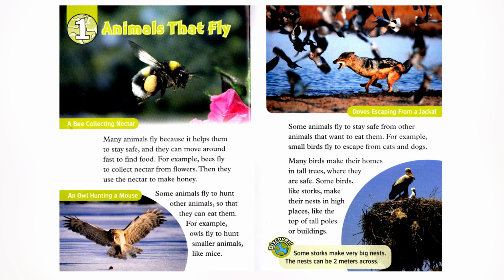Some animals fly to hunt other animals so that they can eat them. For example, owls fly to hunt smaller animals, like mice. Some animals fly to stay safe from other animals that want to eat them. For example, small birds fly to escape from cats and dogs.